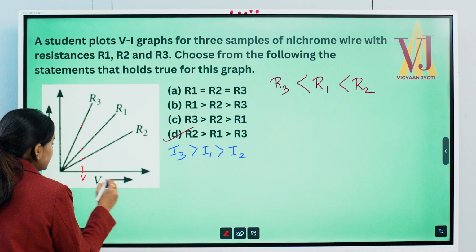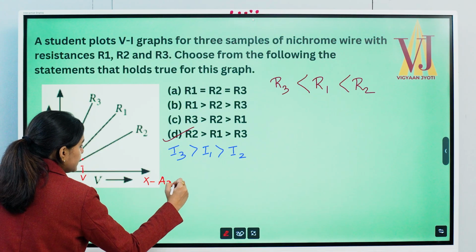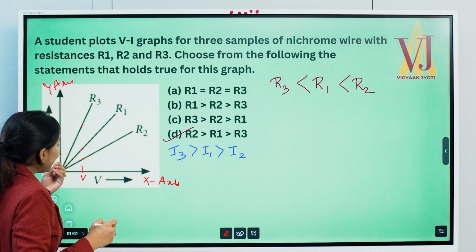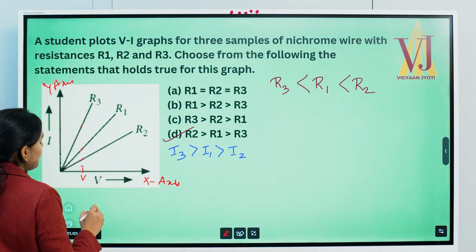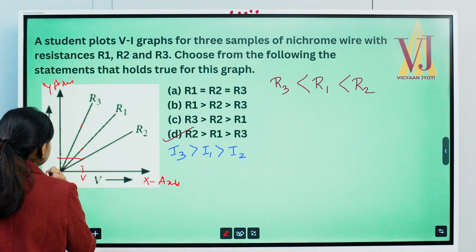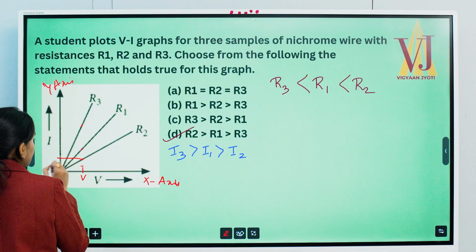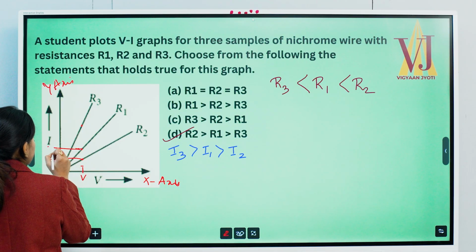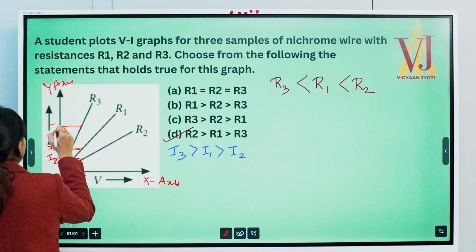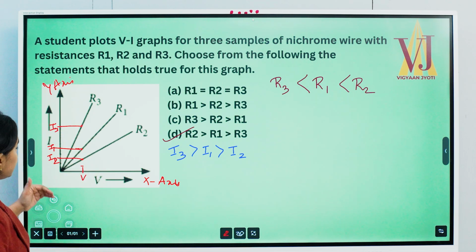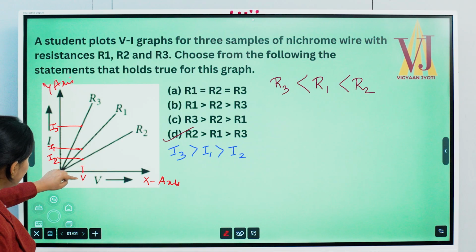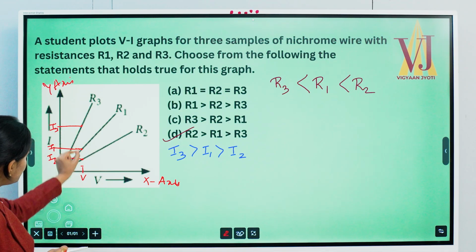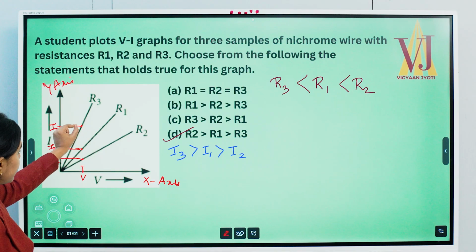Now this is the x-axis, and we know this is the y-axis. For a particular value on the x-axis, there are different values of y. Let's say this is I2, this is I1, and this is I3. For that particular voltage, you may see I3 is the greatest, meaning the highest current it has reached.